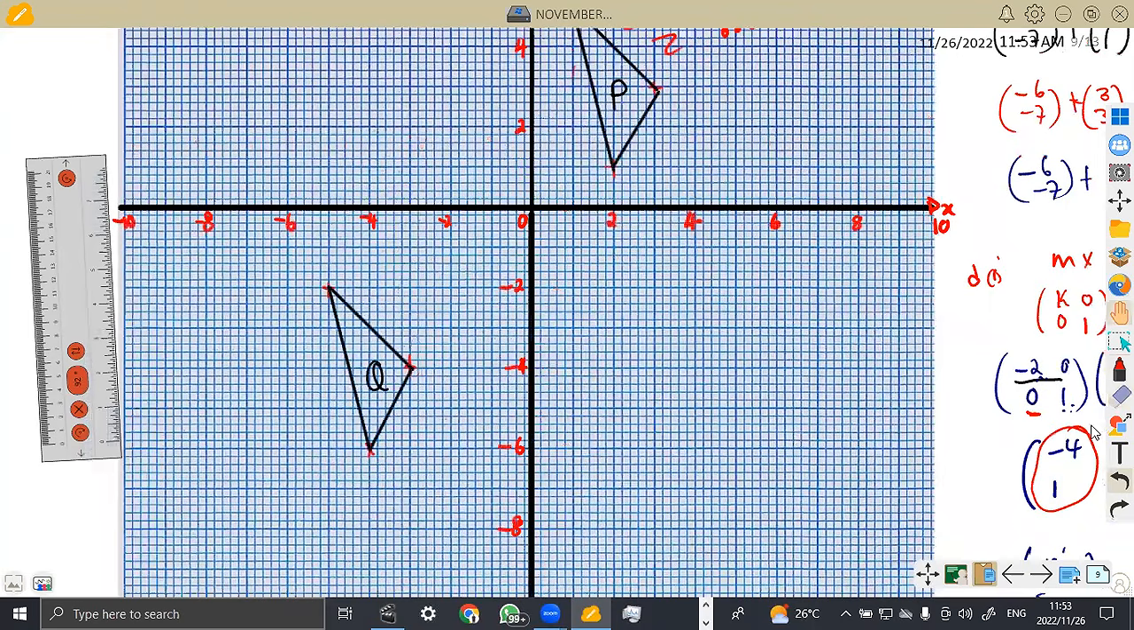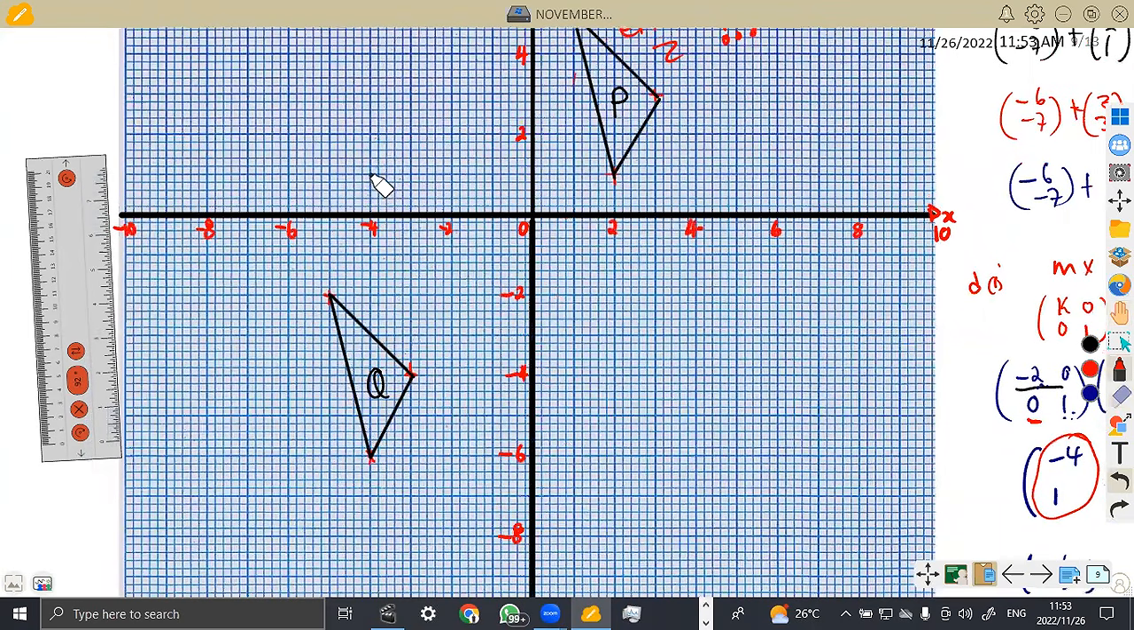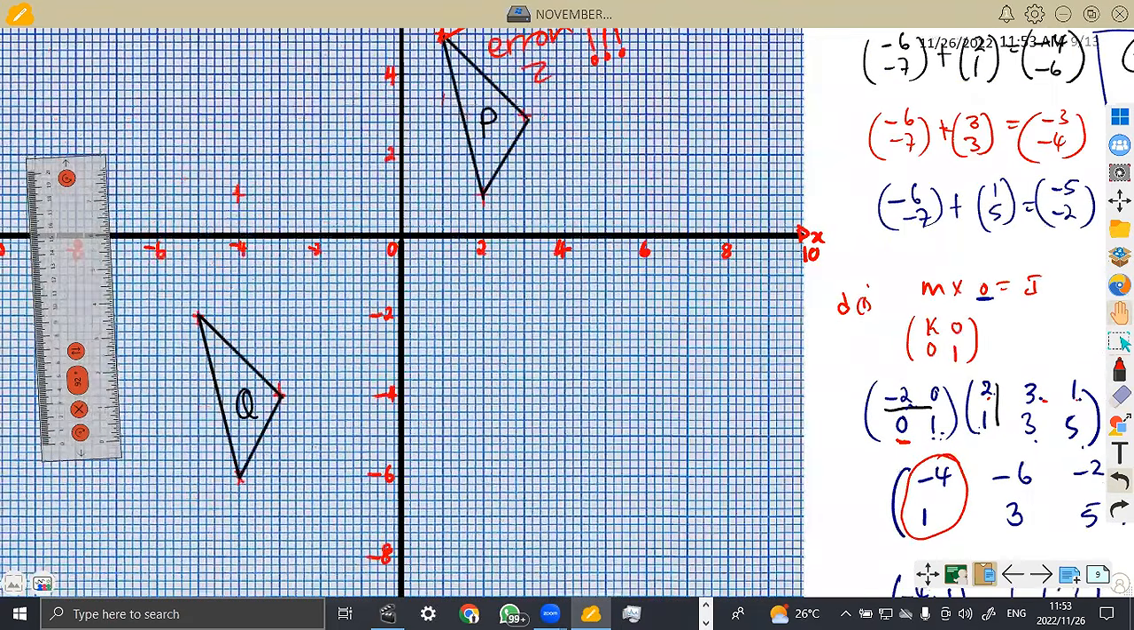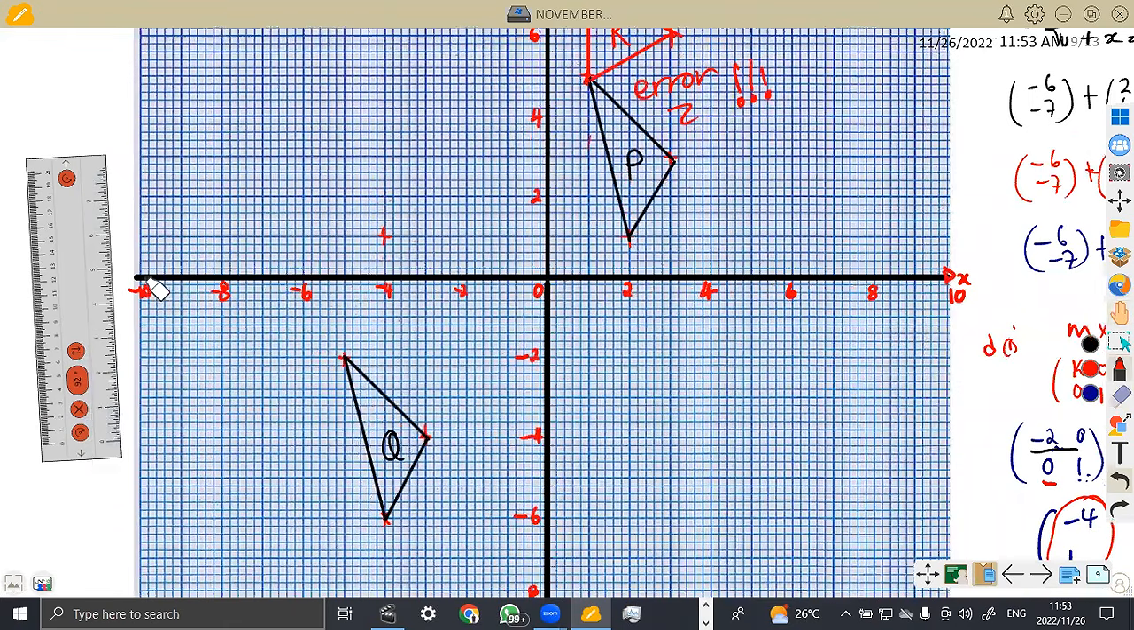Okay, so -4 and 1, that's on top. We move on to the other one, which is -6, 3, on top again. That's -6 here, 3, that's somewhere here.